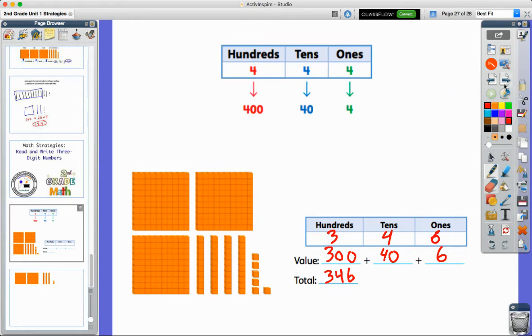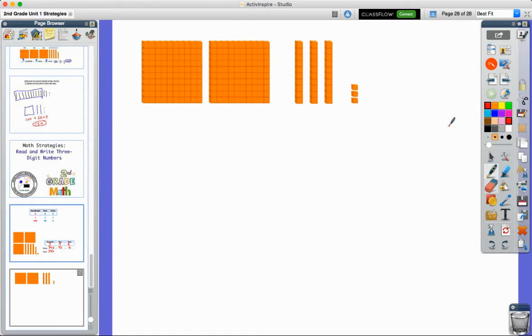Now, I want to look at a few more examples on how to read and write numbers. So let's look at this example of base 10 blocks. Again, I see 2 groups of 100, 3 groups of 10, and then 3 ones. All right, so I could put a little H beside that, a T beside that, and an O, the letter O, which kind of makes it look like 30. So be careful if you're doing your place value without the place value chart, okay?